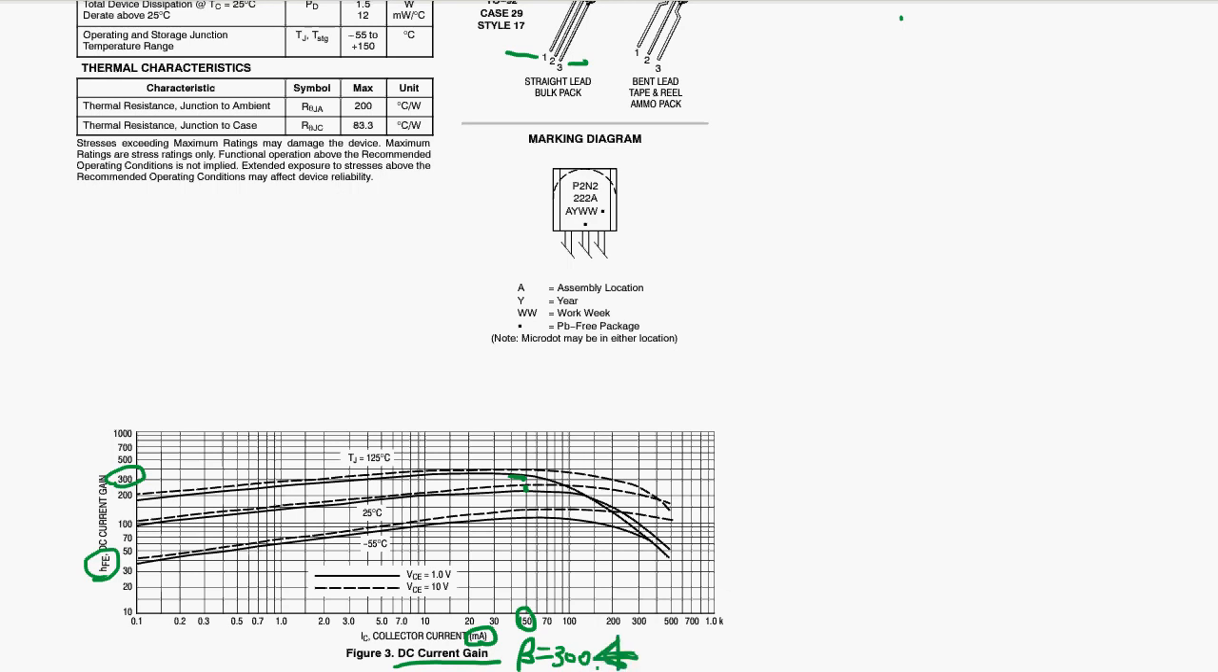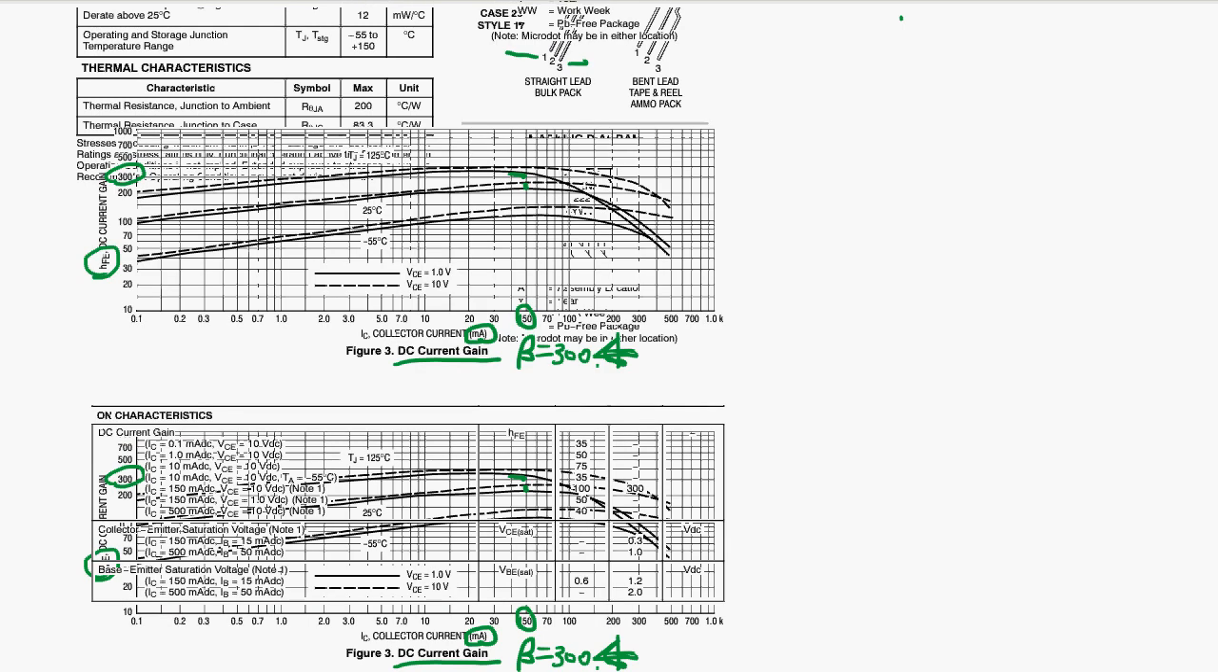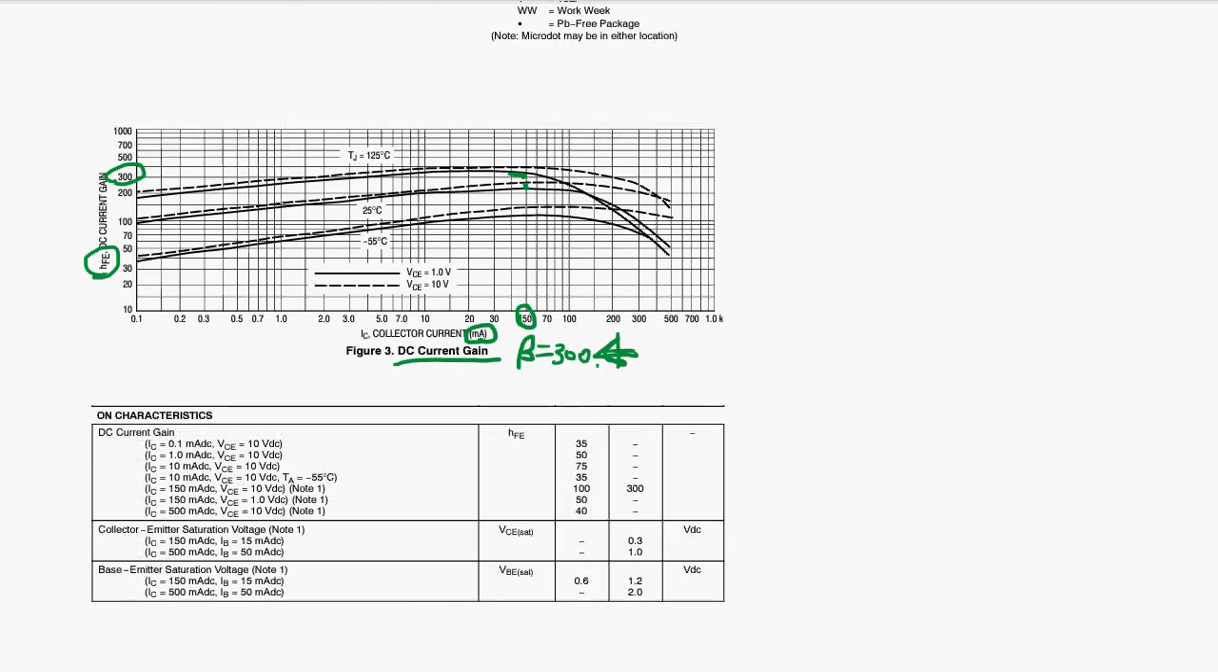You have to be careful though. This gain is before the transistor saturates. Okay, when the transistor is operating in the normal operating mode, that's the gain. Now collector emitter, let's see, typical current here. You look at this one, DC current gain. This is the translation from here.